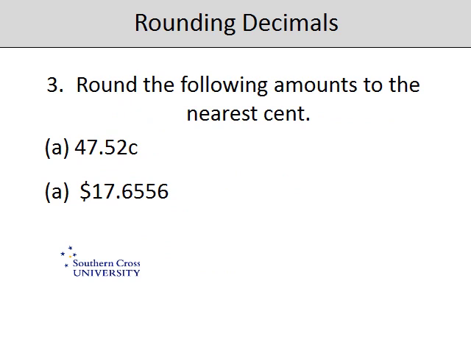And our third question: round the following amounts to the nearest cent. The first question, we have 47.52 cents. So to the nearest cent, this is the cent amount. This is a fraction of a cent. We have a 5, so we'll be rounding up to 48 cents. We have a little typing mistake.